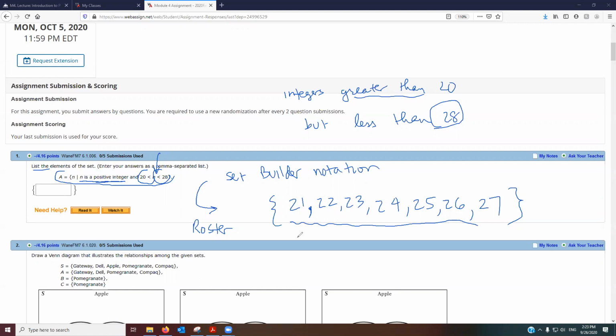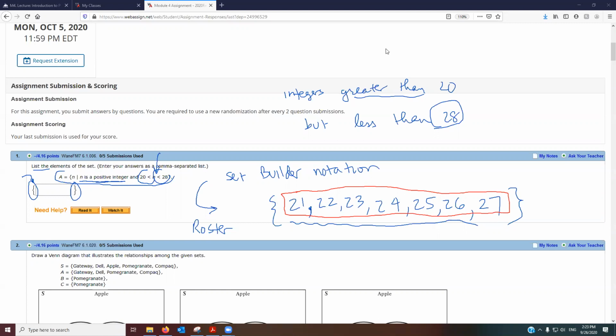Now, when you go to enter this answer in WebAssign, don't enter curly braces yourself, because notice WebAssign has put the curly braces here for you. Right, so all you're going to do is type in these numbers. I'll circle them in red so you can see it. All you're going to do is type in what's in this red box. Leave out the curly braces because WebAssign has put them there for you.